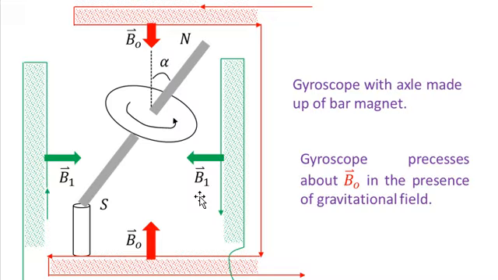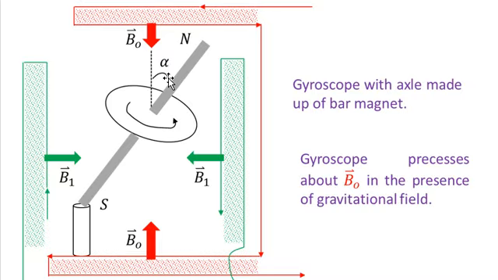But if B1 is in anti-phase with the precessional motion of the magnet bar about the magnetic field B, then increasing B1 you can reduce alpha, and decreasing B1 you can increase the value of alpha.